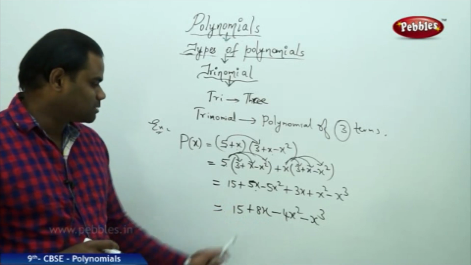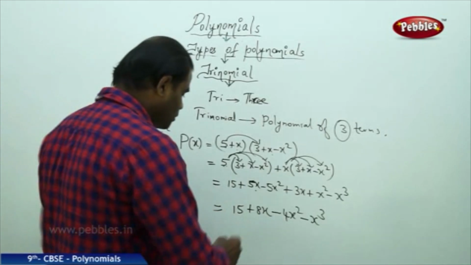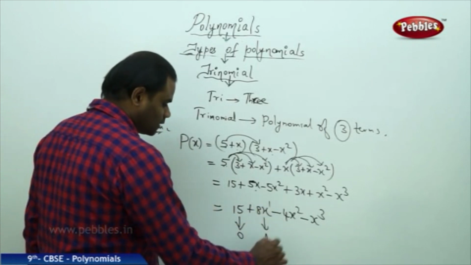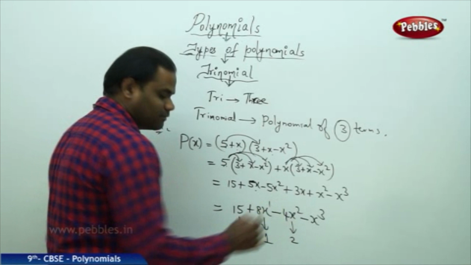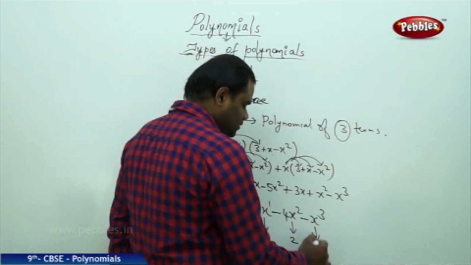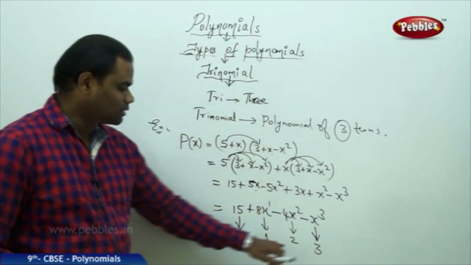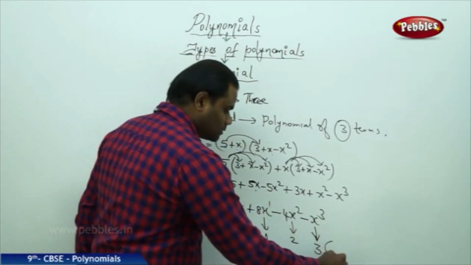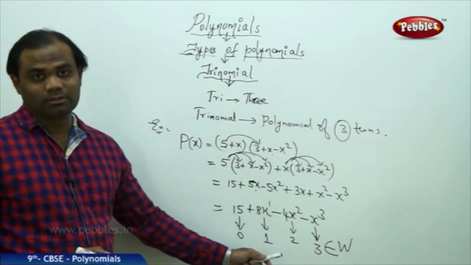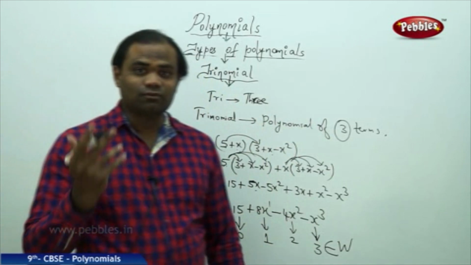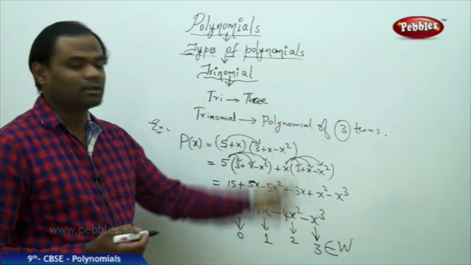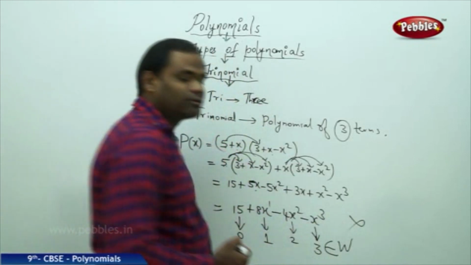Now, let's see if this is a polynomial. The power of x here is 0, the power of the variable x here is 1, then 2, and the power of the variable x here is 3. Each of 0, 1, 2, 3 belongs to the whole numbers, and therefore this is a polynomial. This polynomial has 4 terms, but a polynomial of 3 terms is a trinomial. Therefore, this cannot be a trinomial.